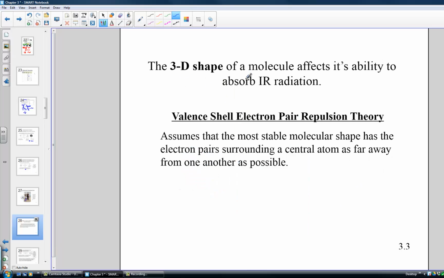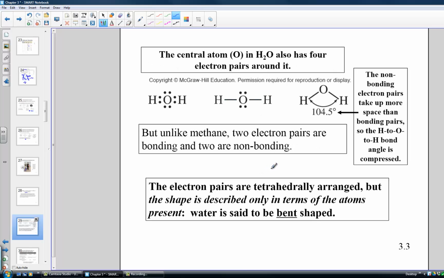So the 3D shape of a molecule directly affects its ability to absorb infrared radiation. Remembering that we're assuming the most stable molecular shape has the electrons surrounding a central atom as far apart from one another as possible. So we want to spread them out to give room for like charges that repel each other. And what we've been practicing is making sure we give the space to the electrons. So why isn't water a linear molecule?